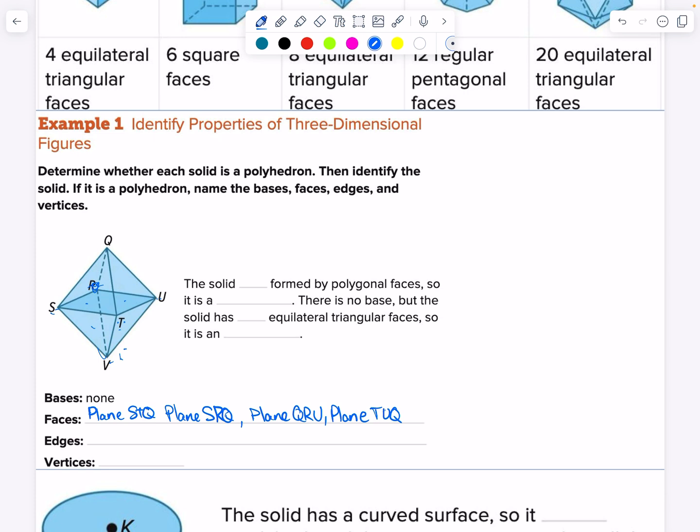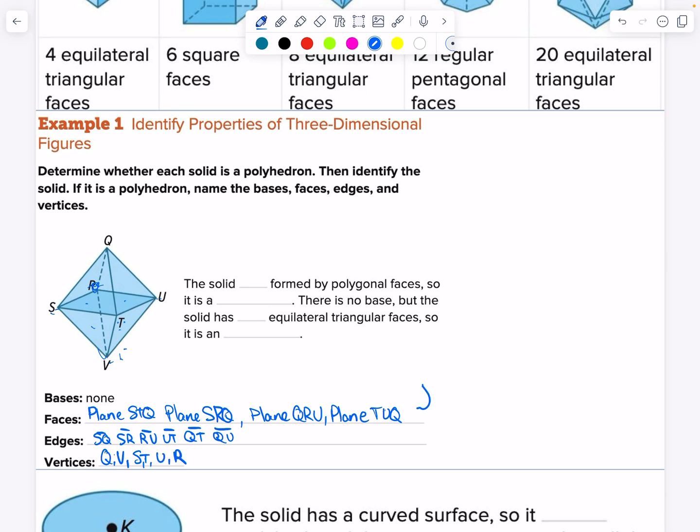The edges, again, are segments. So when we list the edges of a polyhedron, SQ is an edge, it's a segment. SR is an edge. RU is an edge. UT is an edge. QT, QU. There's a lot of edges here. Again, I'm not going to have you list out all of them because it takes a long time. Vertices isn't as bad. There's only six of them. The opposing vertices are Q and V. Those are points. And then you have S, T, U, and R.